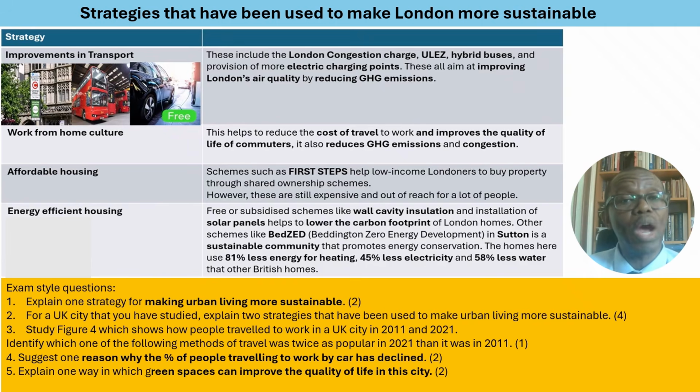And of course, we are also talking about a better quality of life for the people who are working from home, because as we had said previously, it reduces the stress of travel every day, of commuting, and also gives people a lot more flexibility with their working hours and with their childcare costs. Then we have affordable housing as the third strategy here. And there are several schemes.